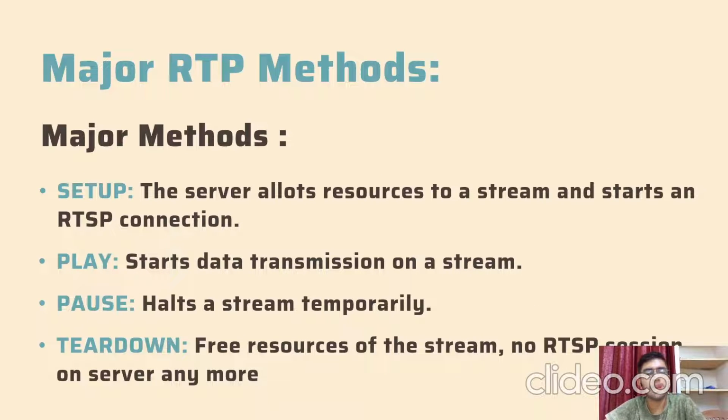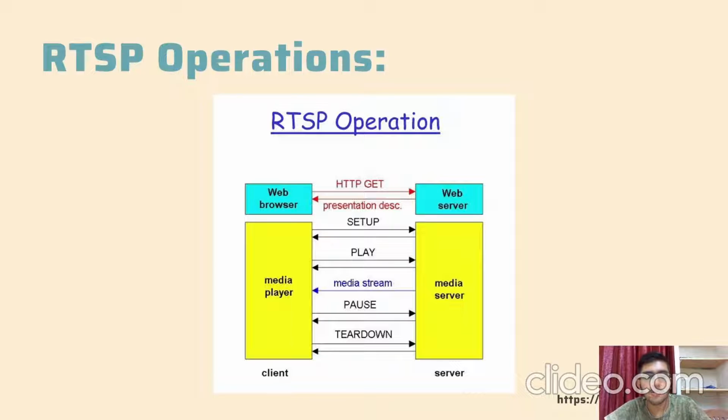So there are some major RTSP methods. First is the setup, which allows the server to allocate resources to a stream, as the name suggests, and starts an RTSP session. The play method helps to start the data transmission on the stream. The pause method is the opposite of it, which halts the stream temporarily. And the teardown method frees the resources of the stream, and after this no RTSP session on the server occurs anymore. Then there are some RTSP operations which can be explained with the following diagram, and by this we can see here how RTSP and RTP work.